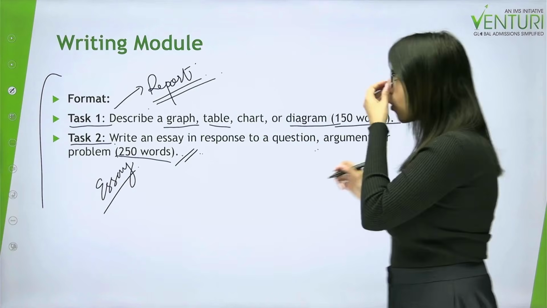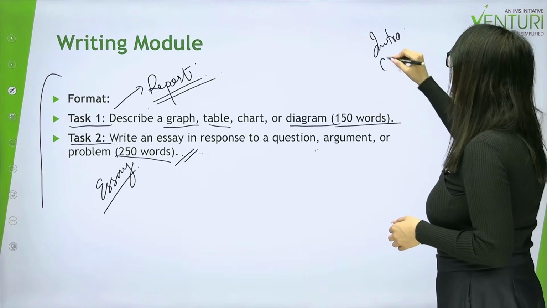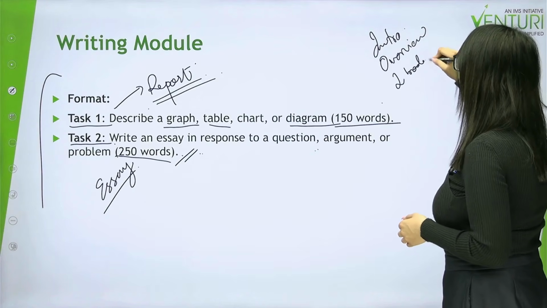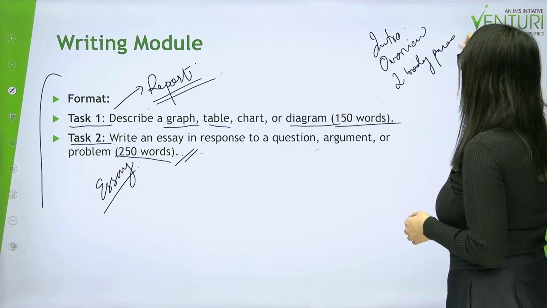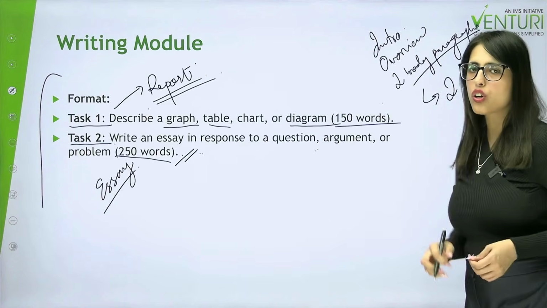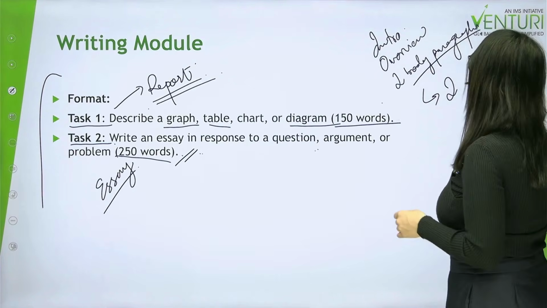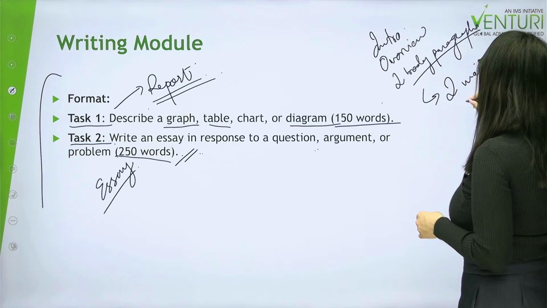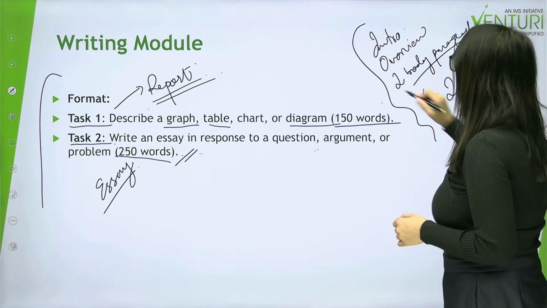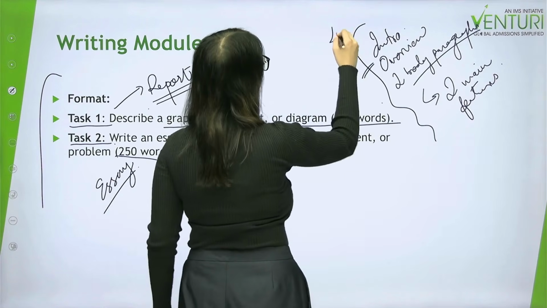Now the structure of the report is going to be such that you will be expected to write one introduction, then an overview, and then 2 body paragraphs. These body paragraphs are going to talk about 2 major trends that you identified from the data given to you. So 2 main features you will have to report here. This is your overall structure for your task 1. So you are going to write 4 paragraphs here.